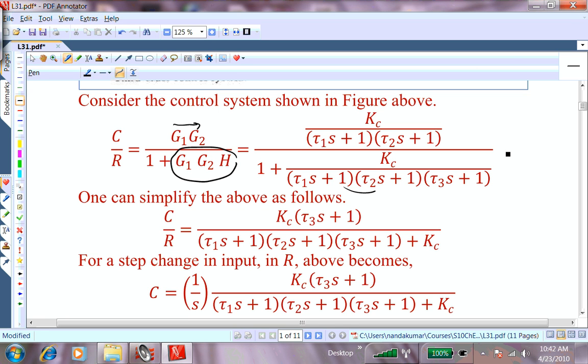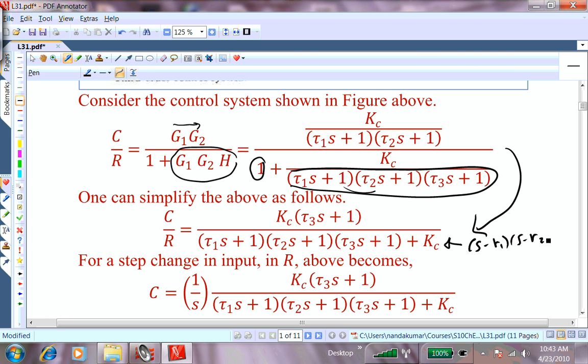You do the algebraic manipulation from here to here by simply multiplying throughout by (tau 1 s plus 1)(tau 2 s plus 1)(tau 3 s plus 1). So this 1 gets multiplied by this entire factor. In the denominator, this is the structure that you will always get: (tau 1 s plus 1)(tau 2 s plus 1)(tau 3 s plus 1) plus Kc, where Kc is the controller gain. As you change Kc, the denominator factorizes as something like (s minus r1)(s minus r2)(s minus r3). It's a cubic polynomial, so there are three roots. But these r1, r2, and r3 will depend on Kc. Of course, they will also depend on tau 1, tau 2, tau 3, but those are time constants that we know.